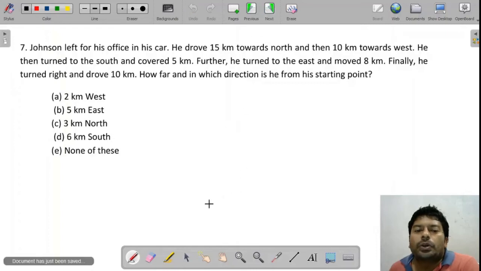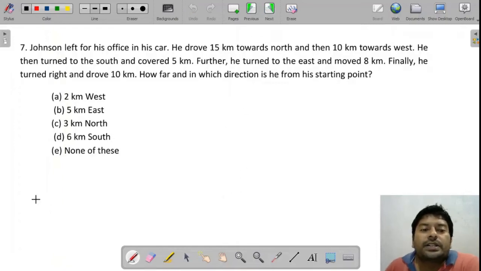We will move on to question number 7. Johnson left for his office in his car.